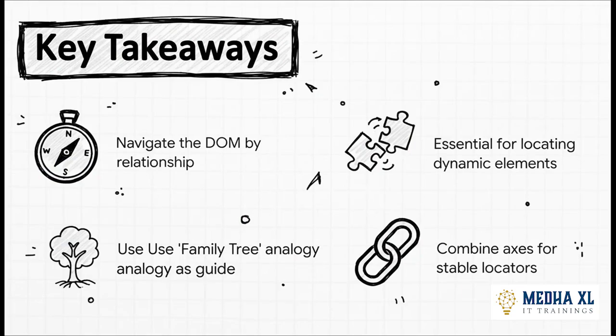So let's wrap this up. What are the key things to remember? First, get comfortable navigating the DOM by relationship, not just by attributes. Second, start thinking of XPath Axes as your secret weapon against those pesky dynamic elements. Third, always, always keep that family tree analogy in your head. It's going to be your best guide. And finally, don't be afraid to chain these axes together. That's how you create truly powerful and resilient locators.